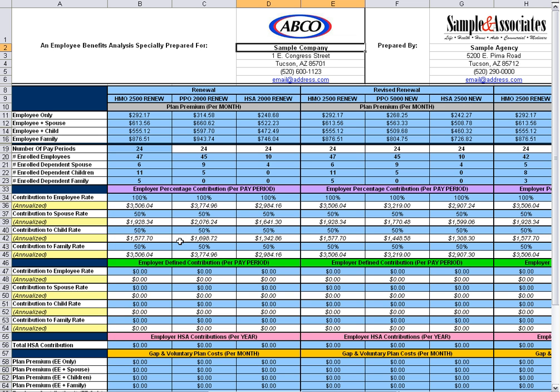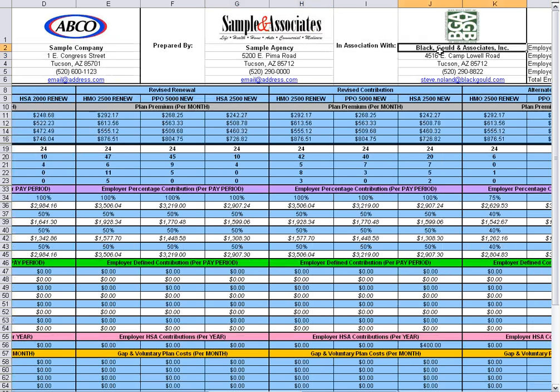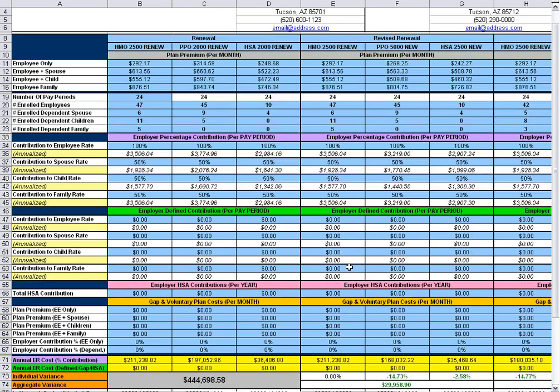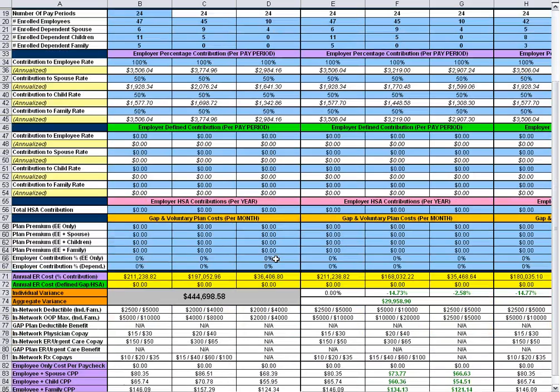For brokers that need more information, we've developed a spreadsheet that has the same personalization for both the company and the agency, demonstrating the relationship with Black Gould and Associates, but provides brokers and their clients with a wealth of information and the ability to make on-the-fly calculations as to the decisions the employer makes on plans, impacts on rates, contribution strategies, the net cost to the employer of those changes, and more importantly, the net cost to the employees on a per paycheck basis.